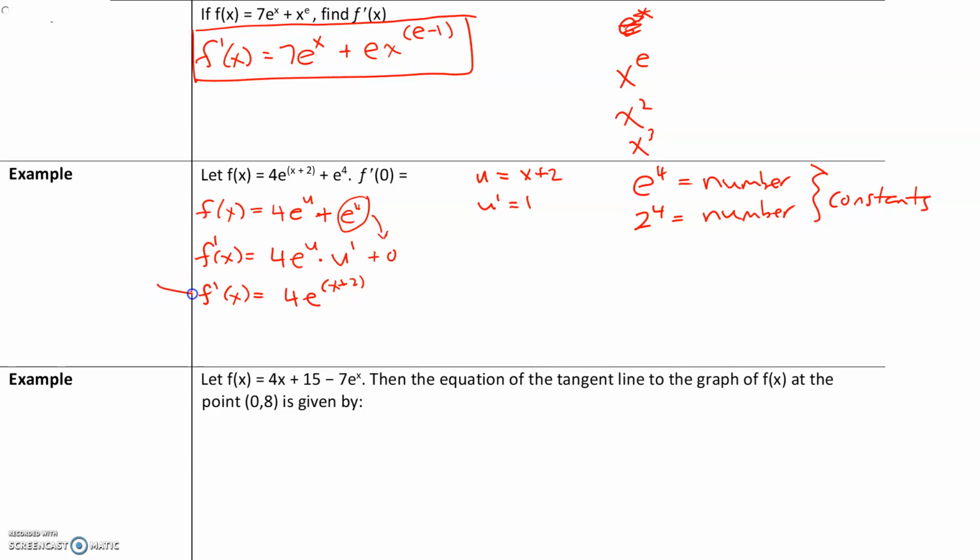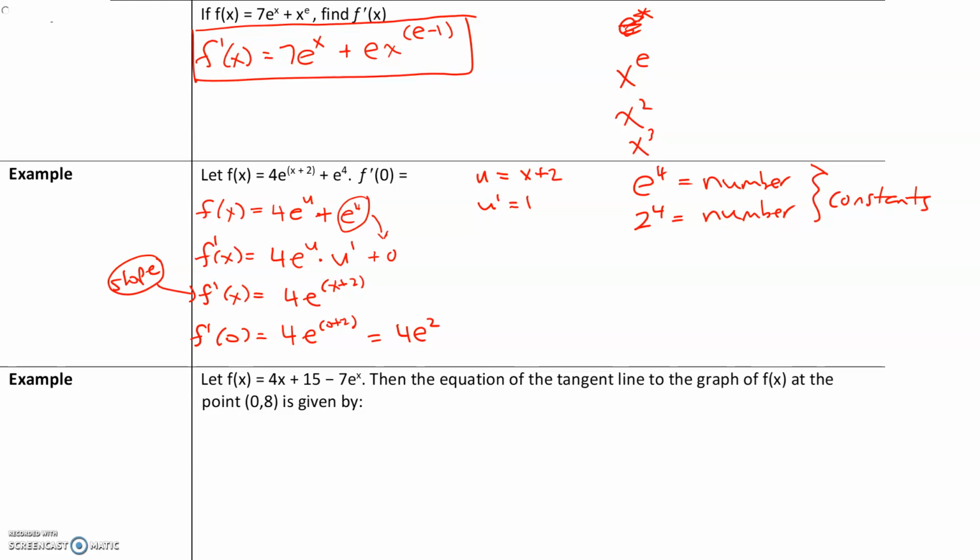Now, remember, f prime represents the slope. The derivative is always the slope. So it says find f prime of 0, which means find the slope at the point x equal to 0 for this function. So f prime of 0 equals 4 e to the 0 plus 2. 0 plus 2 is 2, so this equals 4 e to the second power.